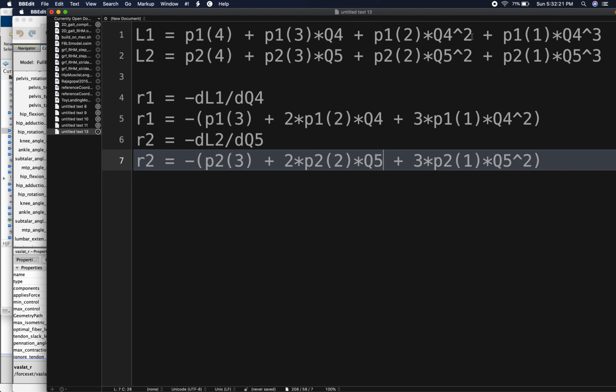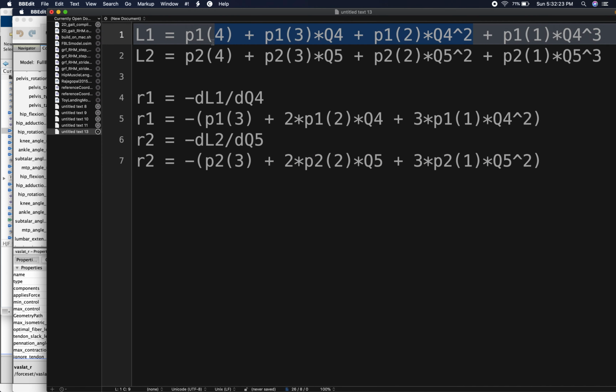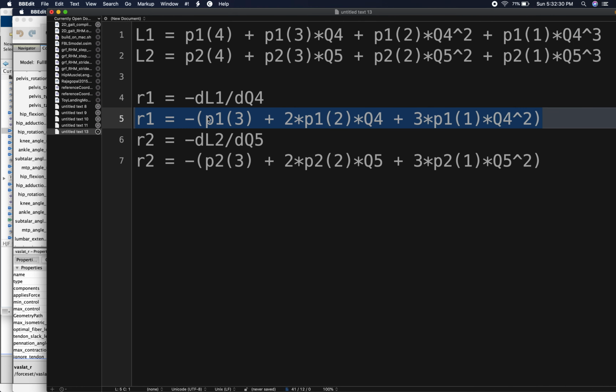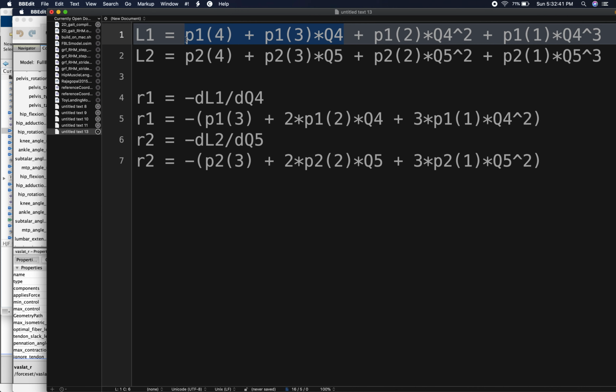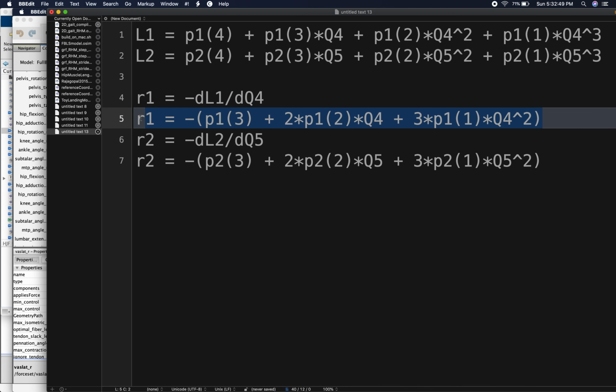If I had done second order fits for my length data, then my moment arms would be first order fits, meaning my moment arms would be linear functions of my joint angles, which isn't necessarily always the case. There's no reason to necessarily assume that they're linear. If I had done first order fits to my muscle lengths, if I just made them linear functions of my joint angles, then that would be equivalent to assuming that my moment arms are constant and that they don't change as the joint angles change.